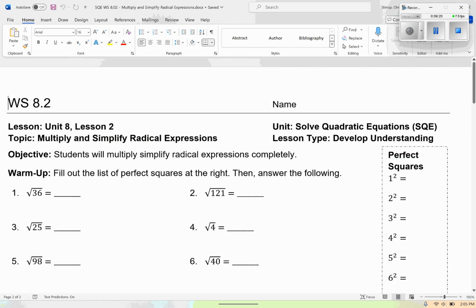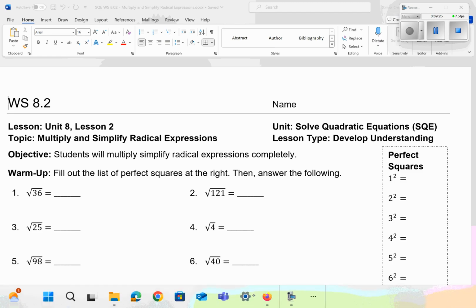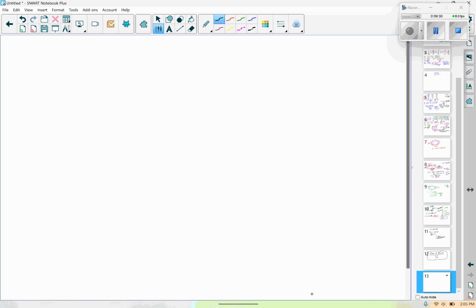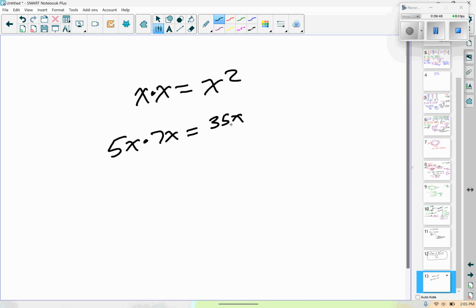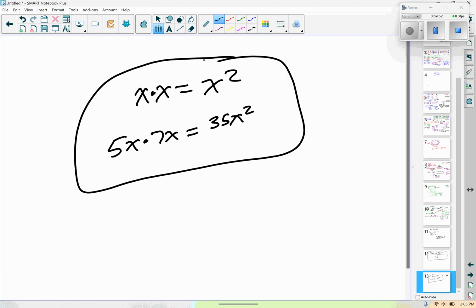All right. So before I start on this, I have a question for you. This is not on the worksheet. If I did x times x, what do I get? X squared. If I did 5x times 7x, what do I get? 35x squared. Okay, so this idea is going to play along with what we start on today, but let's warm up with the first 8.